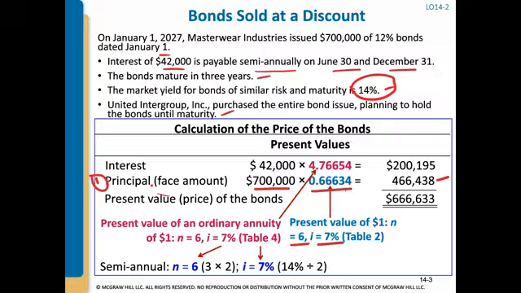466,000. The second part of calculating the price of a bond is the present value of all the interest payments. The interest payments are $42,000, and the factor that we use is the present value of an ordinary annuity, which is the table we use when we have payments made on a regular basis, and that will come out to $200,195. You add both those amounts up, and this bond will have a selling price of $666,633.